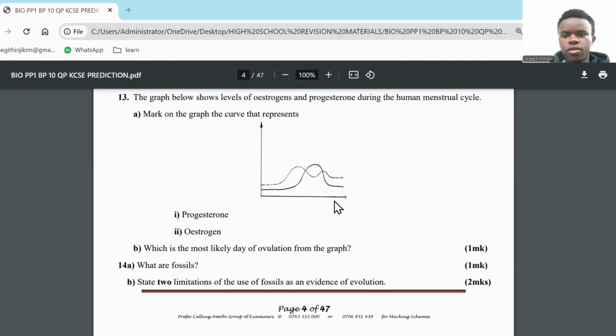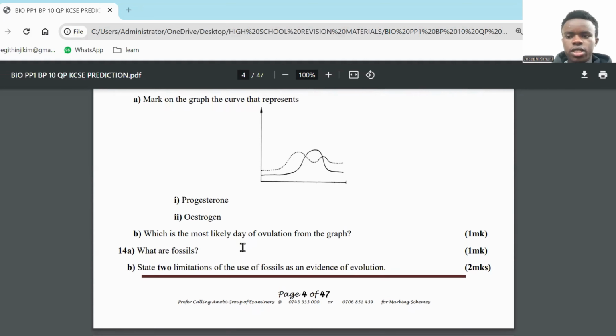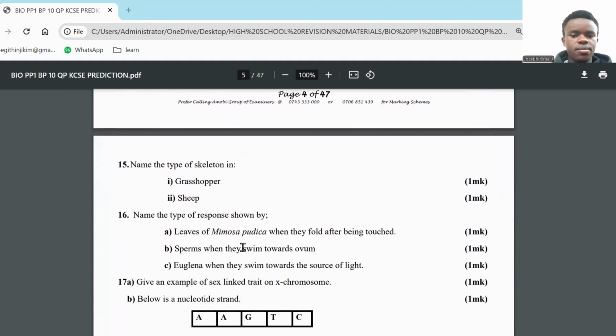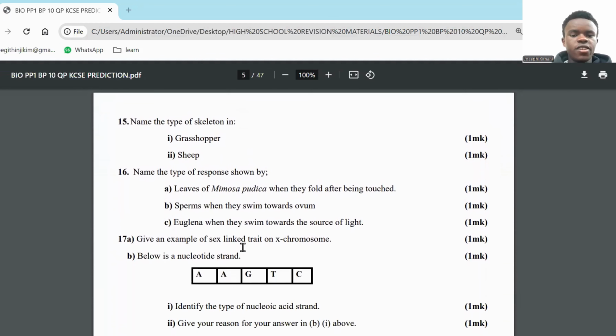We are going to continue from where we stopped last time on this paper. We reached up to number 14. So now we'll move forward to number 15. And the first question asked was: name the type of skeleton found in the grasshopper and the sheep.